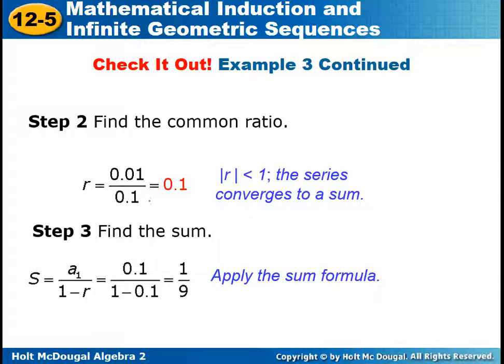So our first term again was 0.1. We're going to take 1 minus 0.1, and that is 0.1 over 0.9, and just multiply both top and bottom by 10, and you will get your fraction 1/9. Because we don't want to leave our decimals in the fraction like that.